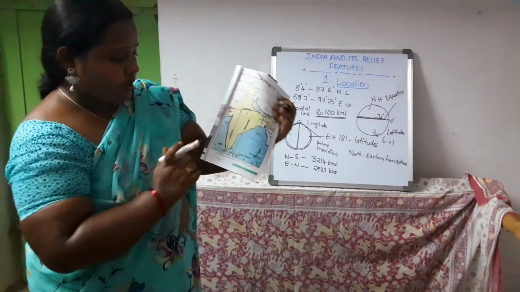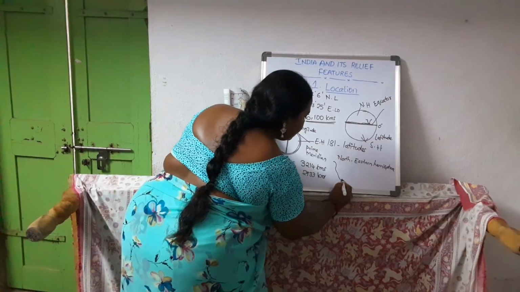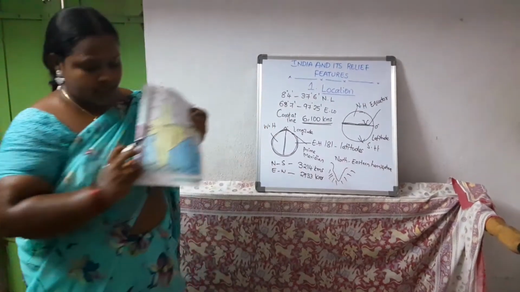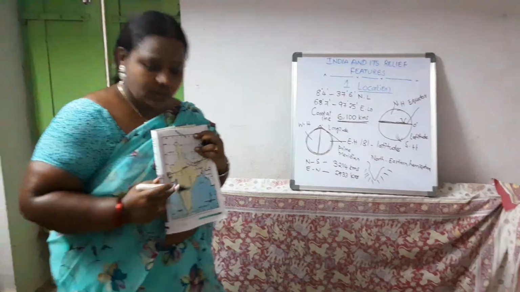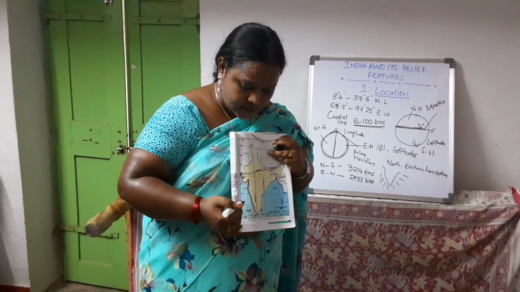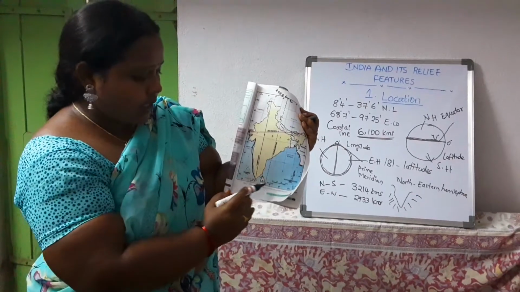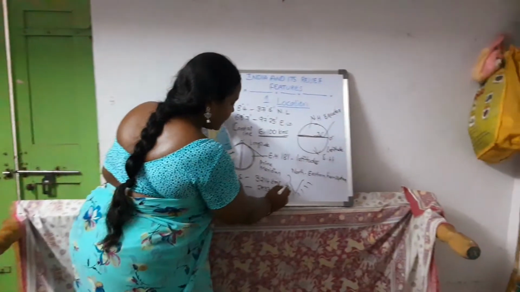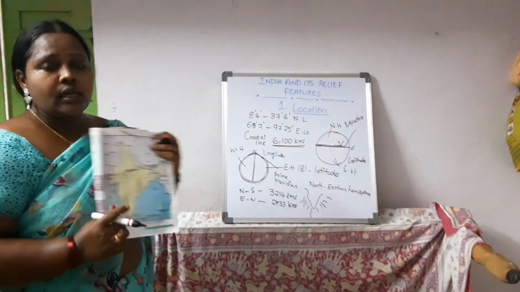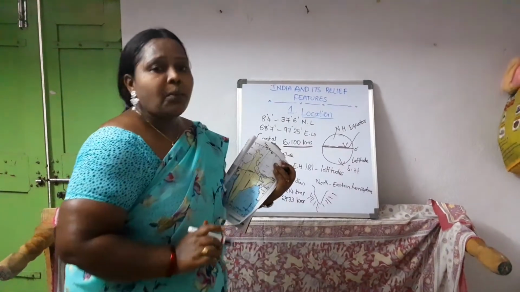You can see, children, very clearly that our country India is surrounded by water on three sides. In this page, you can see water on three sides. On this side, this side, and this side, you are having oceans, right? You are having Arabian Sea on this side, Bay of Bengal this side, and Indian Ocean. So, it is covered with water on three sides. A land piece that is covered with water on three sides is known as peninsula.